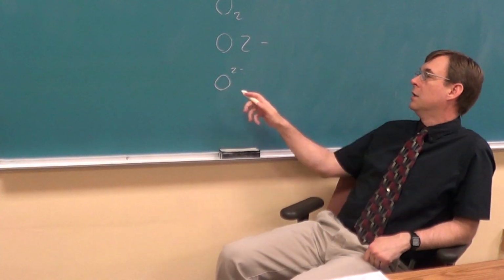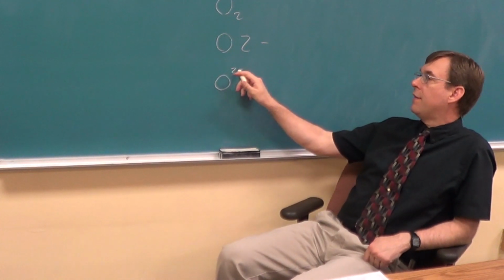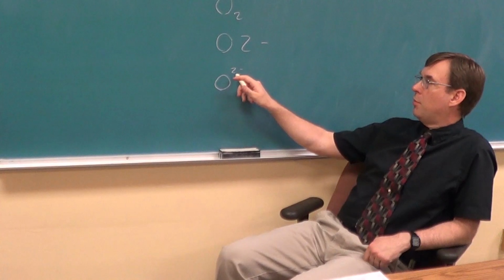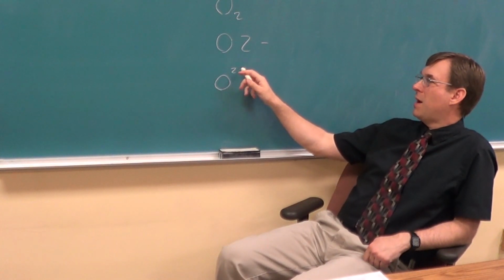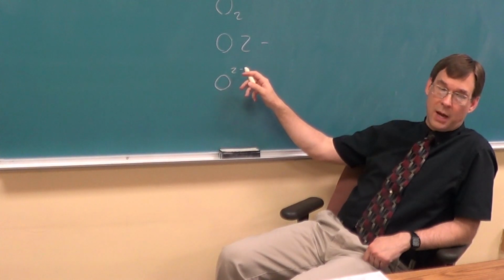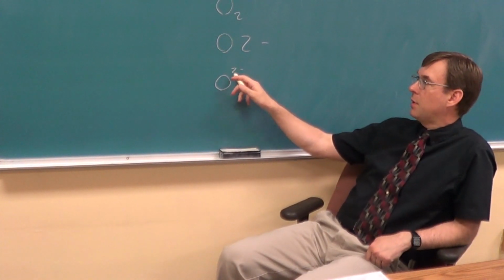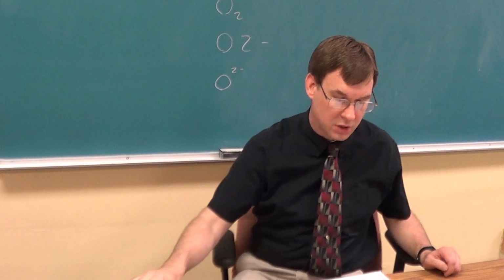That is correct. So we want to do, in the exponent position is where you want to put your charges. And I don't know why, but it's always 2 minus and not minus 2. So if you like writing minus 2, cut it out. But 2 minus up in the exponent zone and O for oxygen.